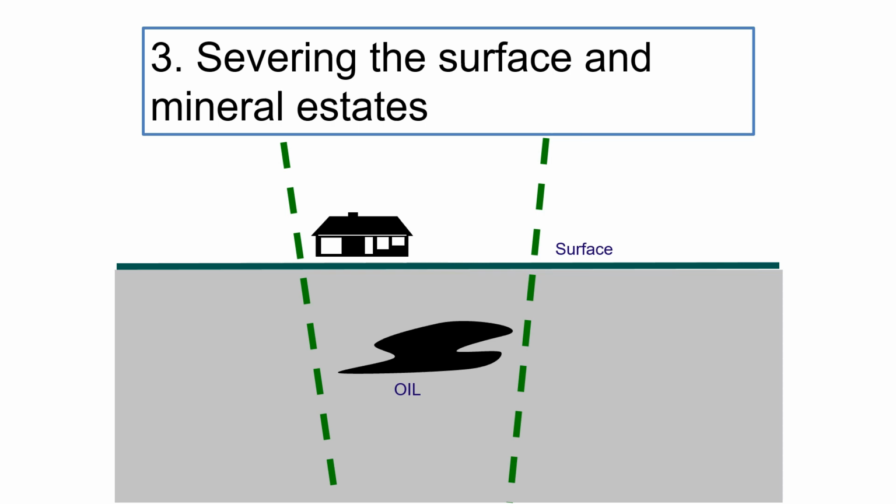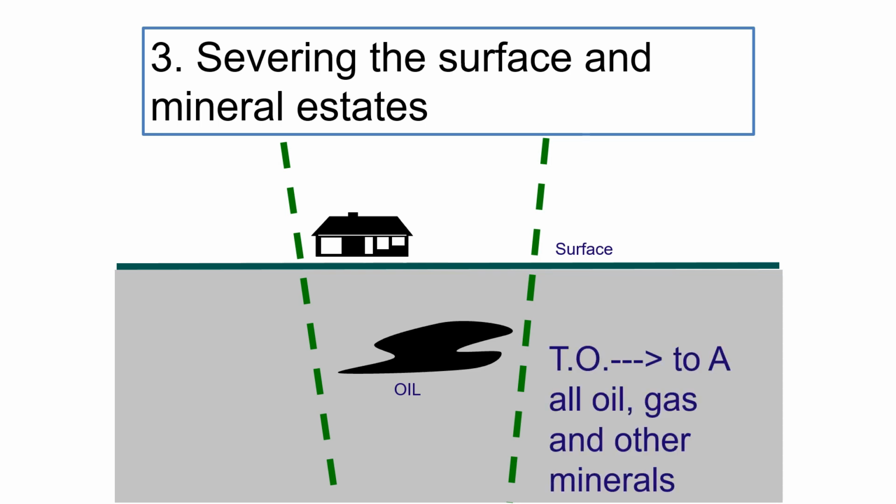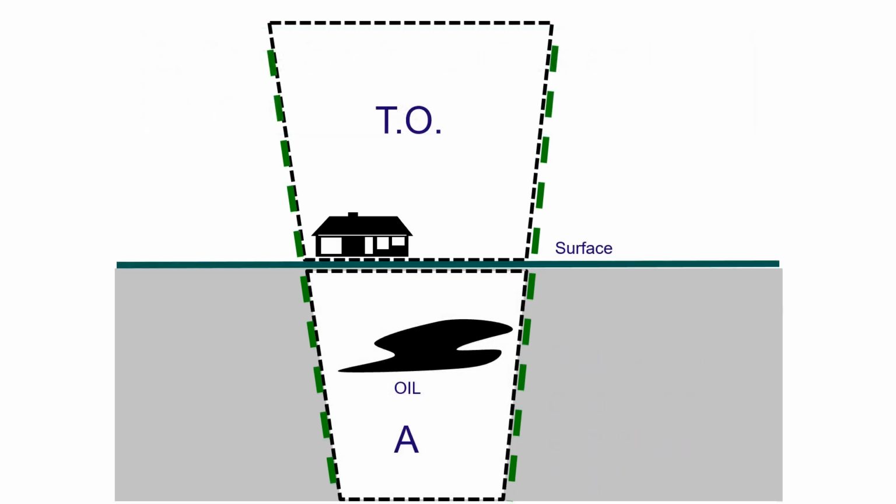However, let's assume that the true owner of the house decides to enter into an oil and gas deed or lease. It doesn't really matter which one it is. What it says is that the true owner conveys to A all of the oil, gas, and other minerals under the surface of this land. Now the property has been split into two different estates, the surface estate and the mineral estate where the oil lies. And each of them is treated as a separate parcel of land.